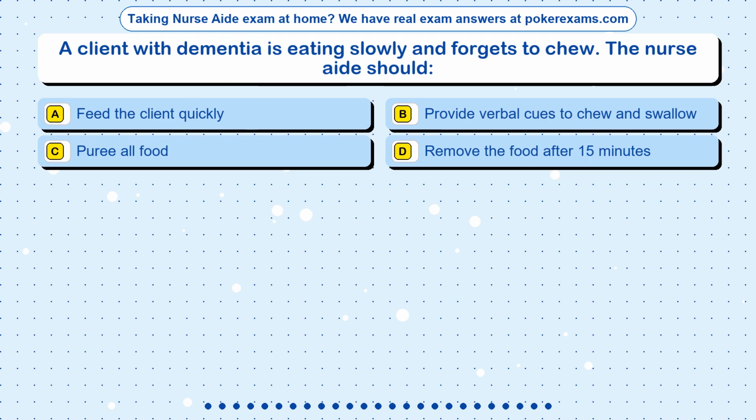Question 25. A client with dementia is eating slowly and forgets to chew. The nurse aide should: Option A, feed the client quickly. Option B, provide verbal cues to chew and swallow. Option C, puree all food. Option D, remove the food after 15 minutes.